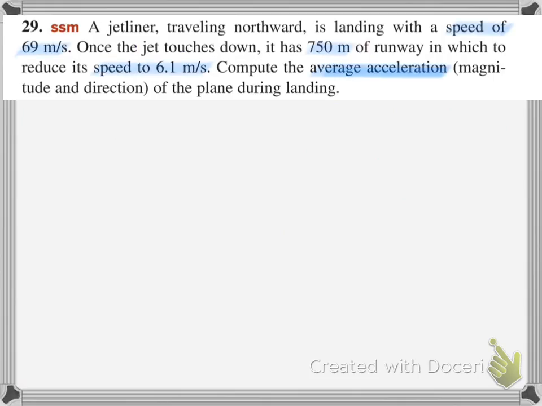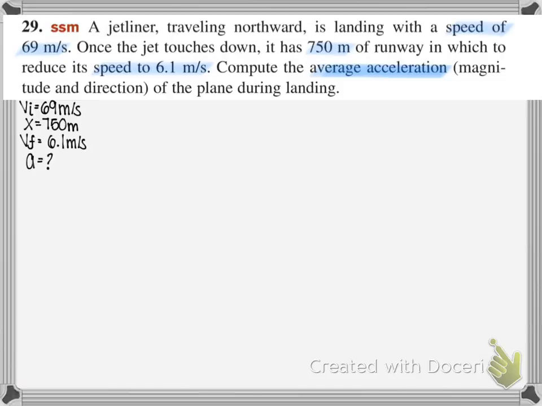A problem you would see is a jetliner traveling northward, which means it's positive in relation to the coordinate plane we saw on the previous slide, and is landing with a speed of 69 meters per second. Once the jet touches down, it has a 750 meter runway in which to reduce its speed to 6.1 meters per second. Compute the average acceleration, magnitude, and direction of the plane during landing. So write down everything you know.